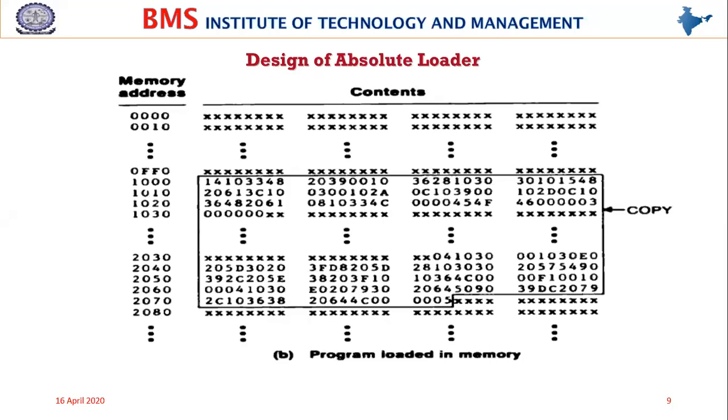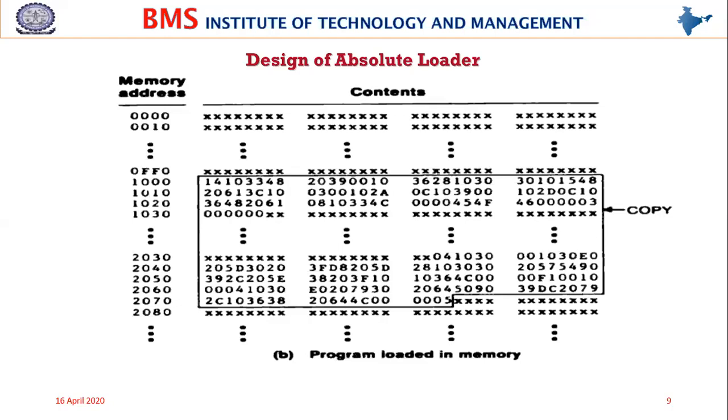And you can see some locations after 1030 are marked as XXX, meaning there we don't have any text records. It is blank. And you can see from 2040 the next set of text records are being allocated. Right. So this is what we call absolute loading.